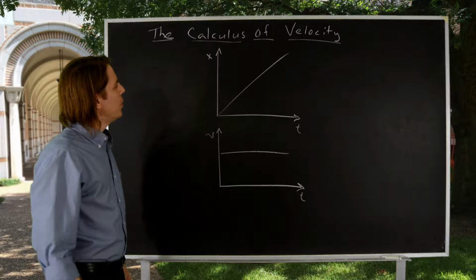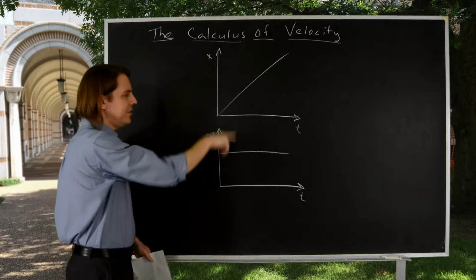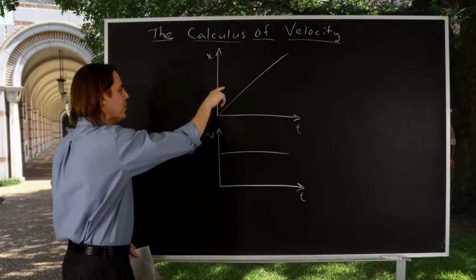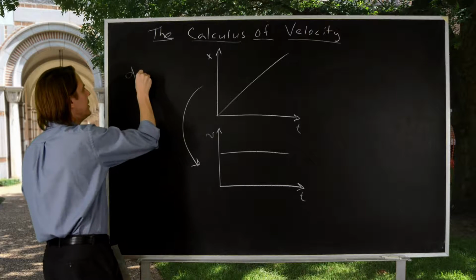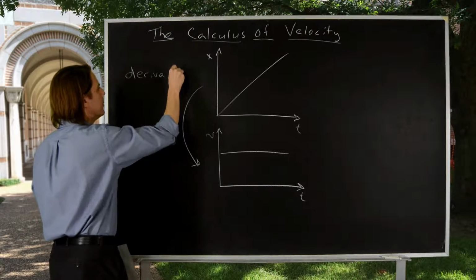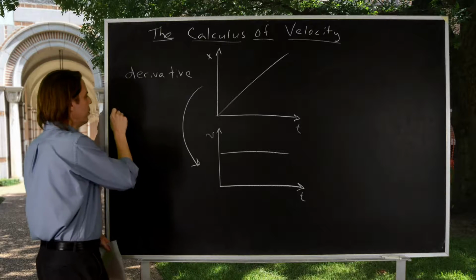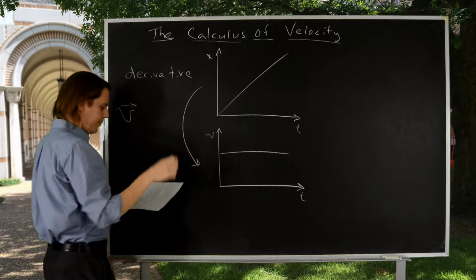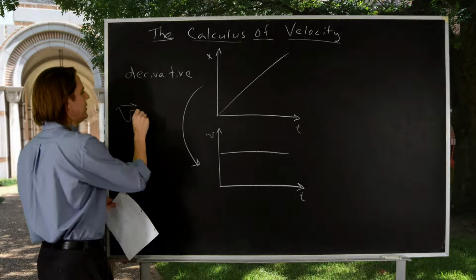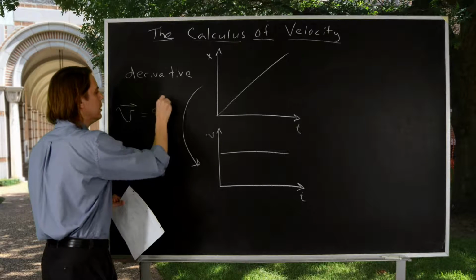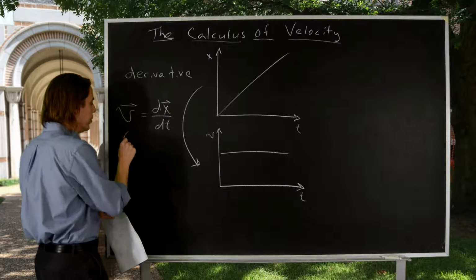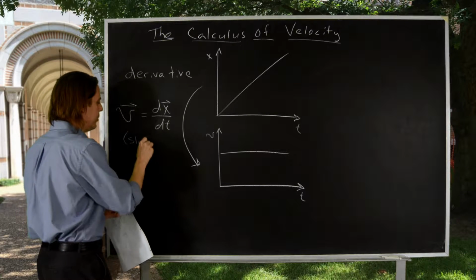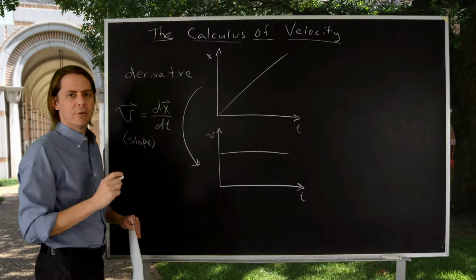So now the idea of calculus is that these are related. One way you can go from one to the other is you can go this way, and you go this way by taking a derivative, which we have talked about. I just want to do the instantaneous velocity, which is the derivative dx/dt. Or if you're uncomfortable with calculus, you can think of it as the slope.